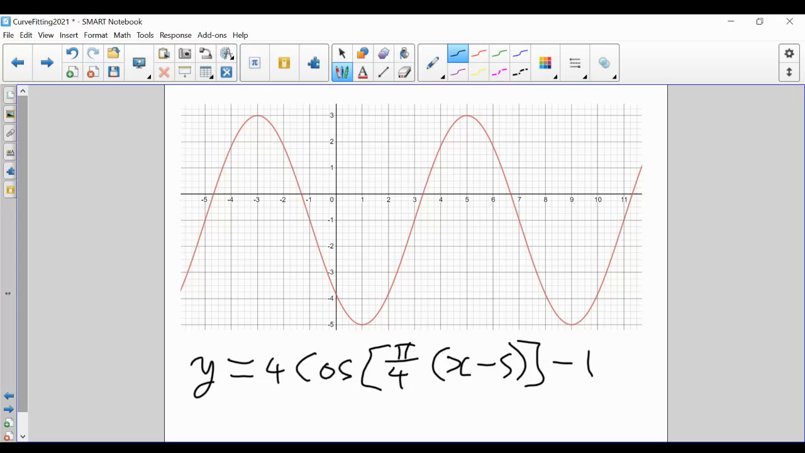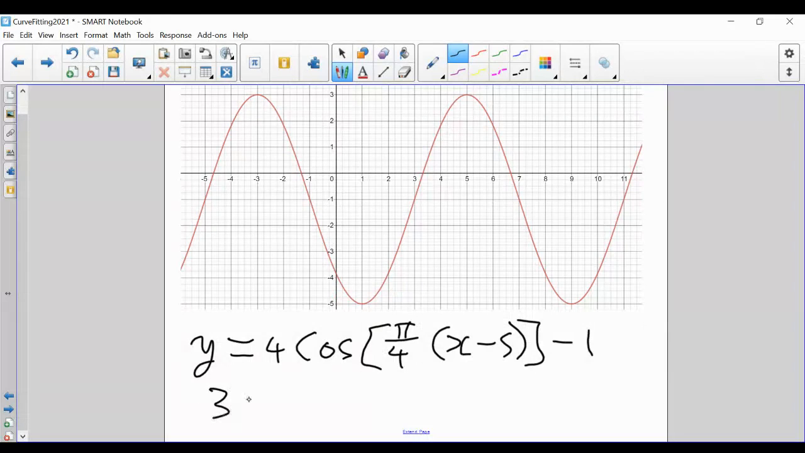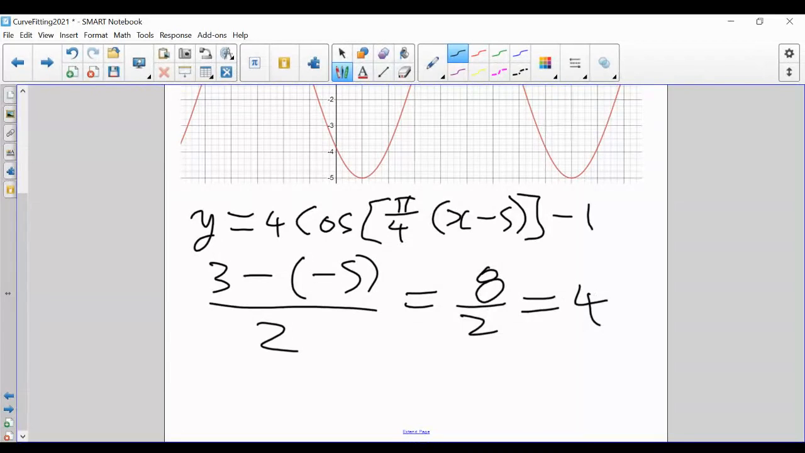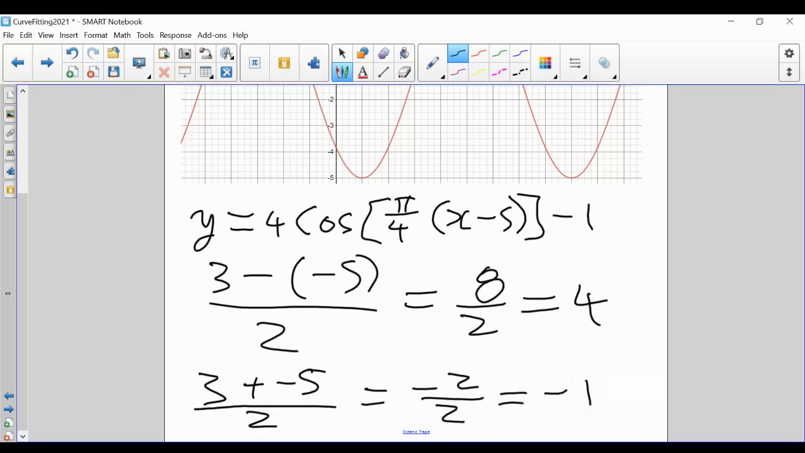First thing is, what's the amplitude? Well, to get the amplitude, we take the high, which is 3, right? We minus the low, which is minus 5, and take that result and divide it by 2. So in this case, that's 8 over 2, which is the 4. So that's perfect. That's fine. Then to get the number on the end, we add those numbers together. So the 3 plus the minus 5 also divided by 2. Well, that's minus 2 divided by 2, which is minus 1.